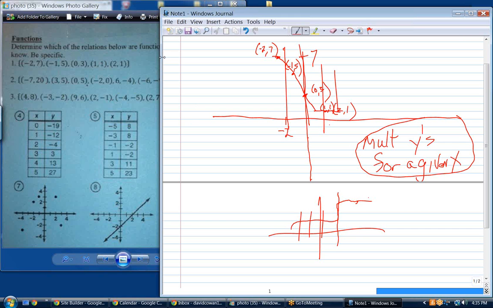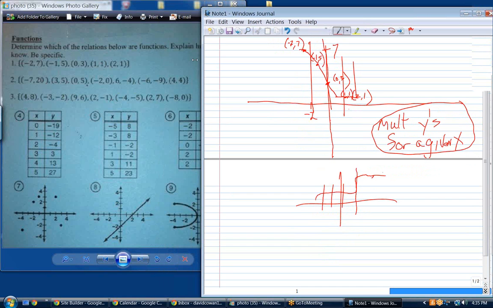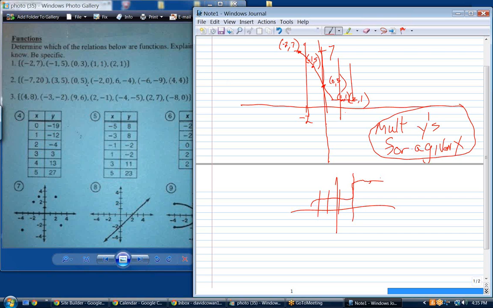So the first one is the second one. Notice that the middle 2 points, 3 comma 5 and 0 comma 5, does not violate the function rule. And it looks like it might upon first glance.